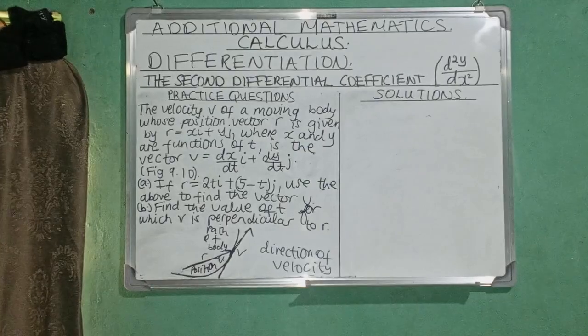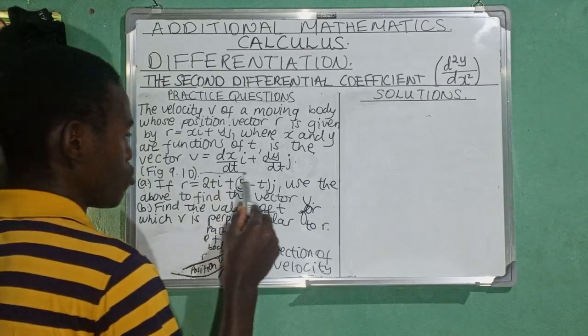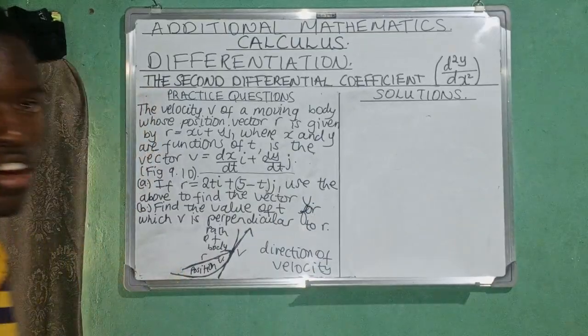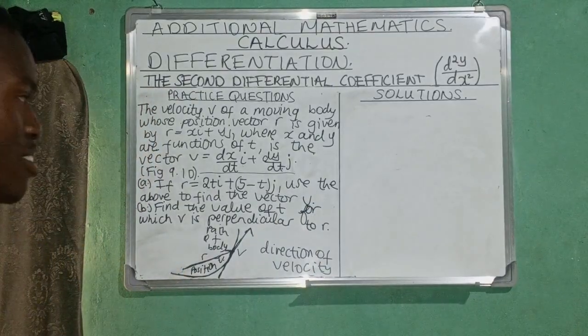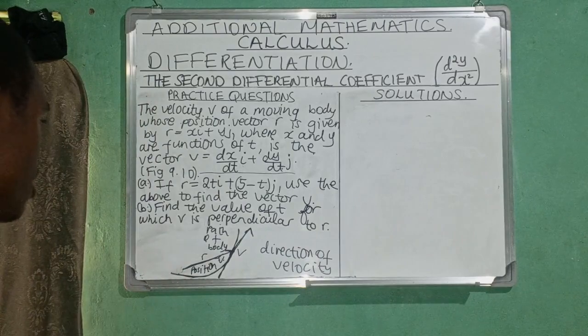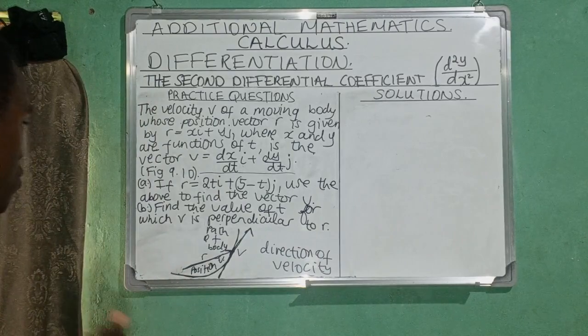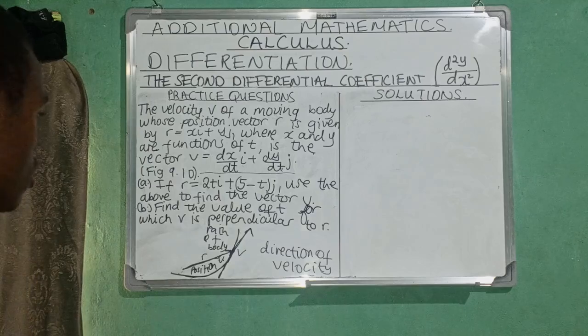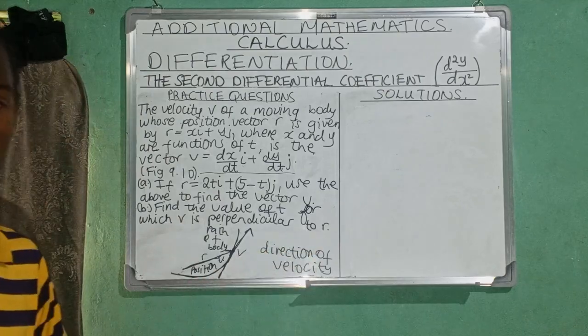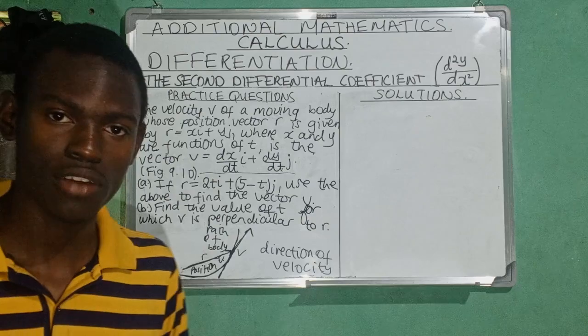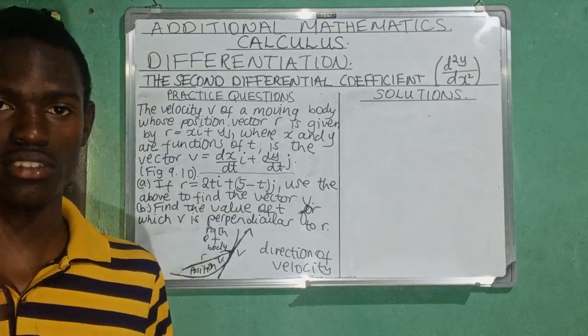Okay, then question A reads, if r is equal to 2t i plus (5 minus t) j, use the above to find the vector v. So this is vector v here, and then they want you to use all the information you have been given to find what vector v is. And then b says find the value of t for which v is perpendicular to r. So even before we go further, we can see that they're saying v is perpendicular to r. And what do we know about perpendicular vectors? Their dot product is 0.